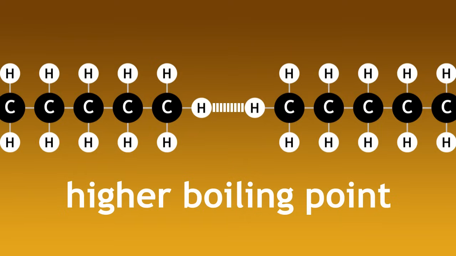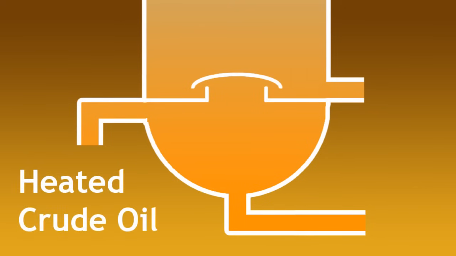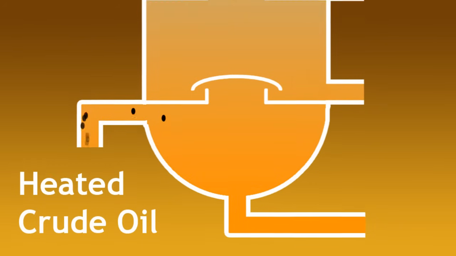Now we understand how chain length is related to the boiling point of a molecule. Let us look at how this method works. As you can see, crude oil is heated up to a high temperature outside of the fractionating column. The hot crude oil, now mostly in vapour form, is pumped into the column.